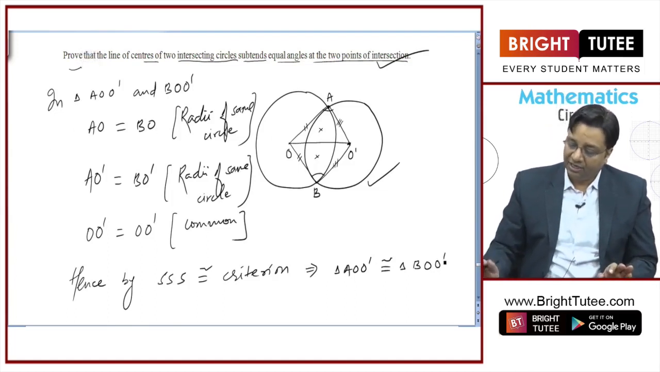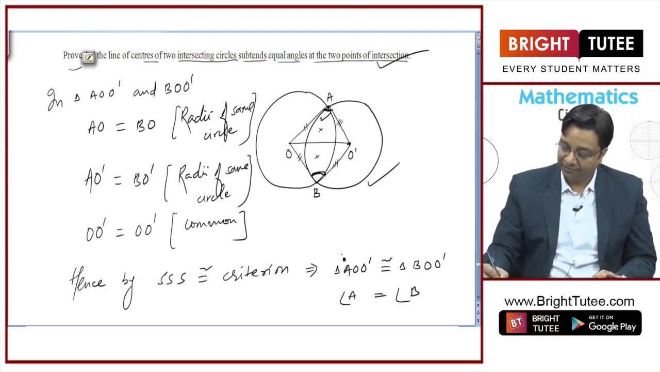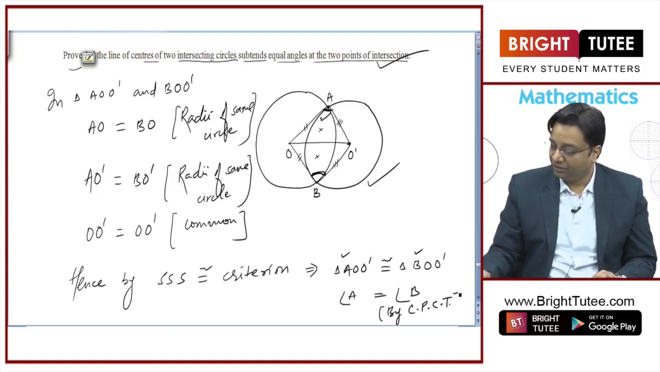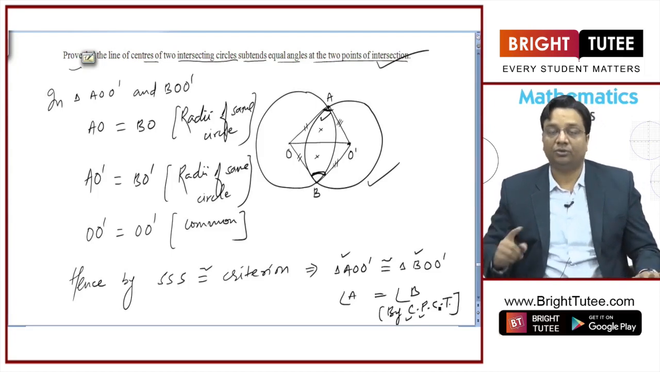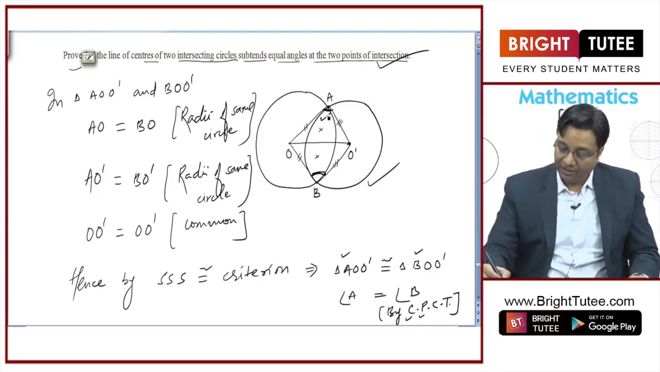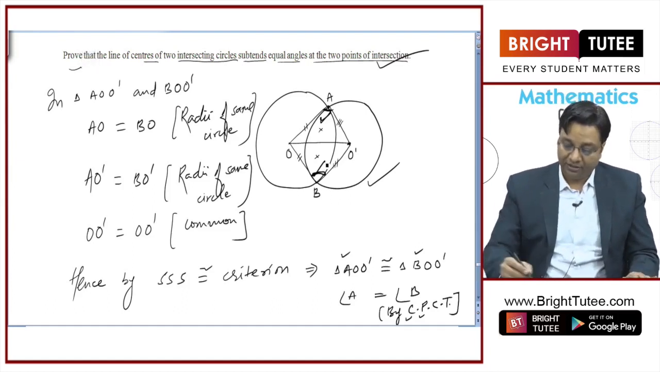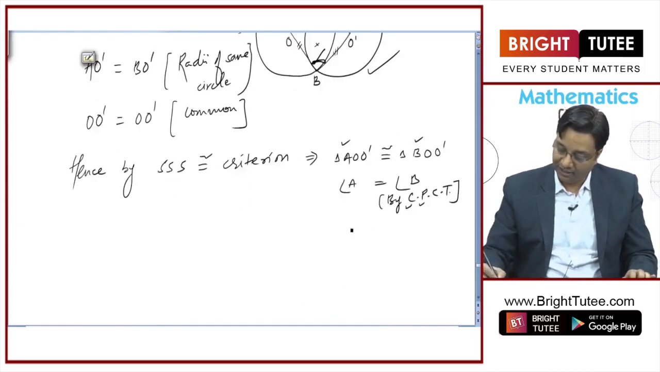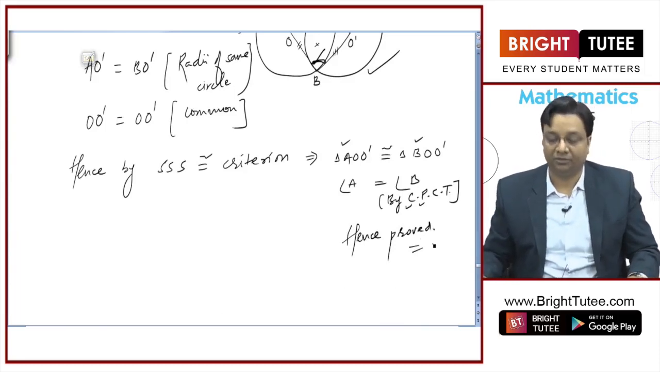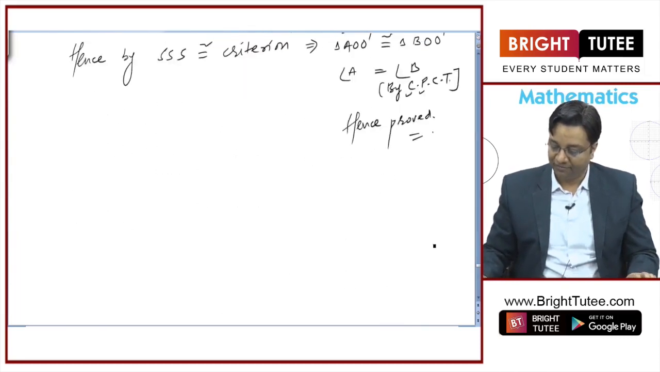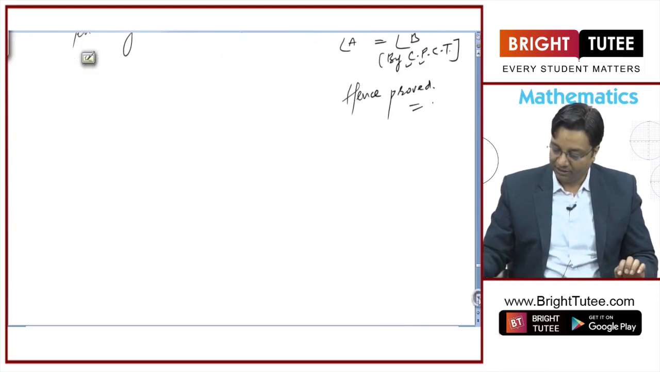If this much is clear, now you can say that this angle, that is angle A, is equal to this angle, angle B, by CPCT. What is CPCT? Corresponding parts of congruent triangles are equal. So these angles are corresponding parts of two congruent triangles, hence they are equal. So I will say hence it is proved. Let's move to the next question. If your concepts are clear, then these questions will look easy to you.